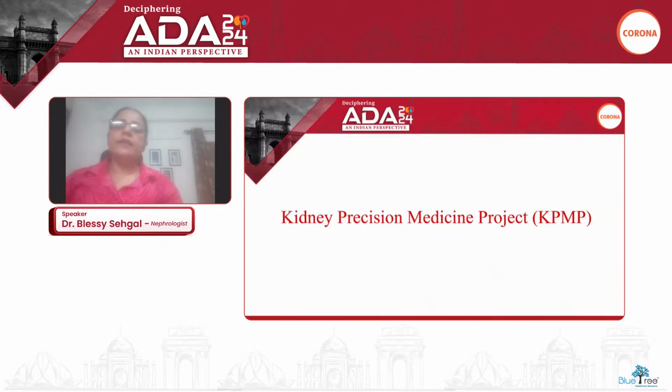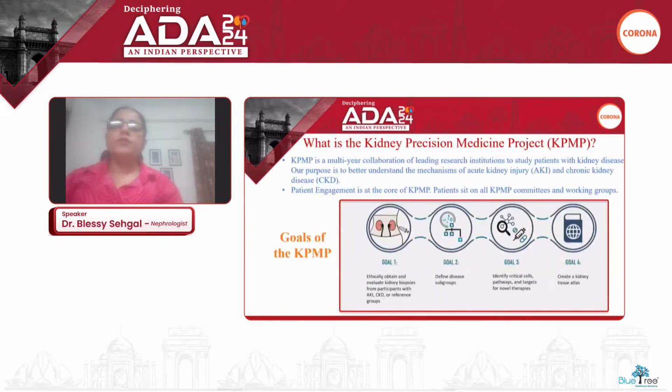So the second thing which was presented at ADA was the Kidney Precision Medicine Project. Next slide. This is basically a multi-year collaboration of various research institutions done to study various mechanisms of AKI and CKD. The goal of the KPMP was to collaborate with various research institutions and to evaluate kidney biopsies from various patients who have AKI, CKD, or other diseases. The second goal was to define the disease subgroups. Then we have to identify the various pathways, target newer therapies, and create a kidney tissue atlas.